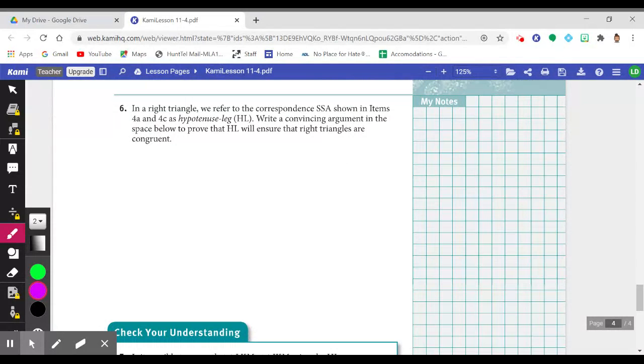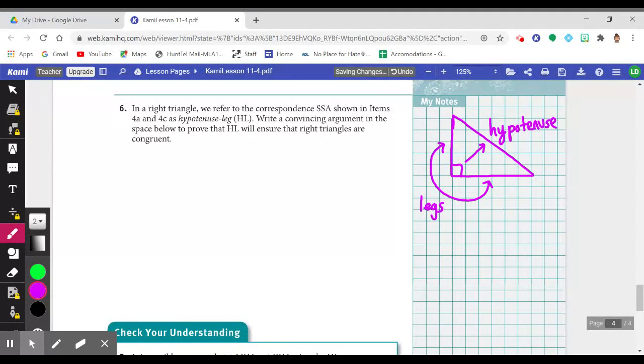In a right triangle, we refer to the corresponding side-side angle shown in items 4A and 4C as hypotenuse leg. So we're not going to refer to it as side-side angle. We're going to refer to it as hypotenuse leg. And if you've forgotten key parts of any right triangle, notice I said any right triangle, the longest side, which is always opposite the right angle, is known as the hypotenuse. And the other 2 sides of your right triangle are referred to as legs.